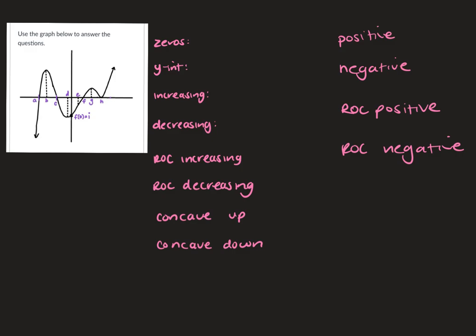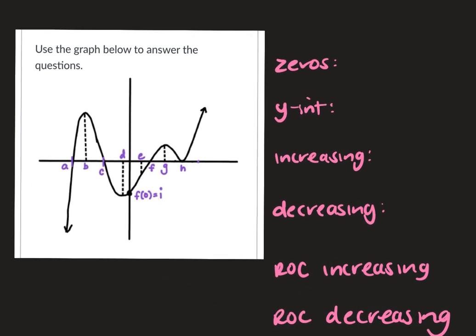So the zeros are where it crosses the x-axis, right? So in this case, it would be x equals A, C, F, and H. That is an all or nothing question. That's multiple choice. You get it right, you get it right, you get it wrong, you get it wrong. The y-intercept could be answered as y equals I or 0I, because your x should be 0, could be either of those. Again, all or nothing.